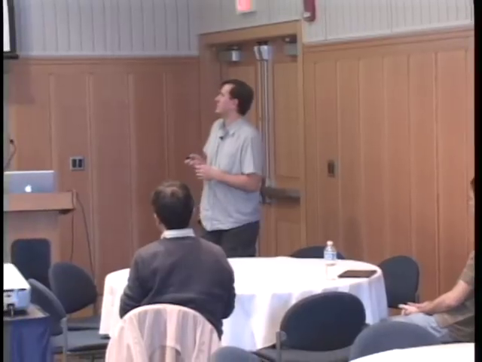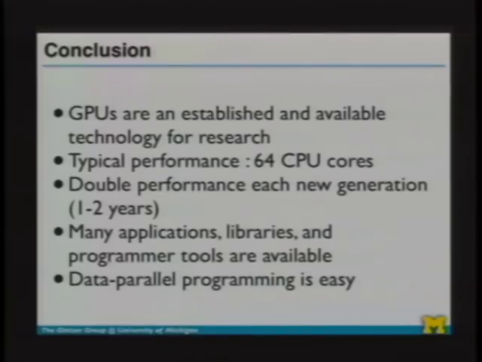So some brief conclusions, just to hit on the main points of this talk: GPUs have been established for 5 years for general purpose computation, and they're also a very available technology for use in research. If I were to assign a typical speed up number compared to CPU cores, depending upon your favorite way of defining speed up, I would say that number is 64.